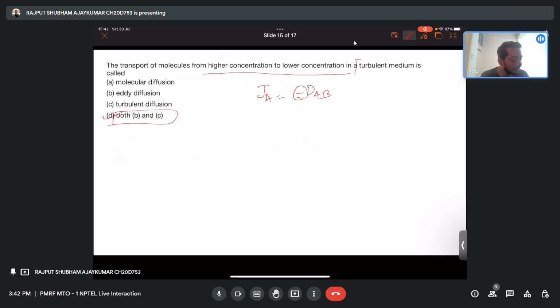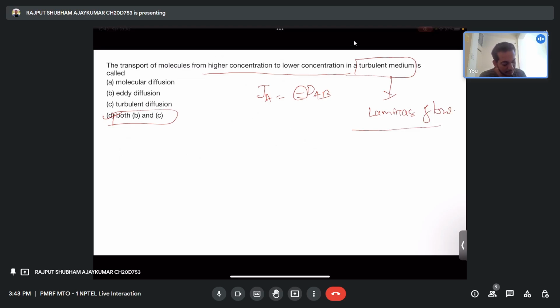But here what I have given is the turbulent medium. In case of a turbulent medium, if I gave you the laminar flow, what would be the correct answer? For a turbulent medium, the eddy diffusion or turbulent diffusion is the correct answer. This is for the turbulent medium.